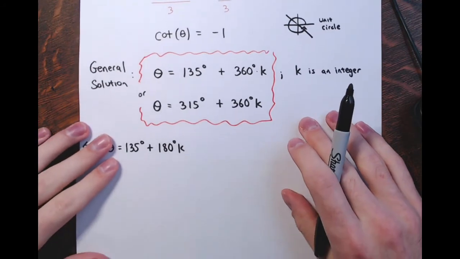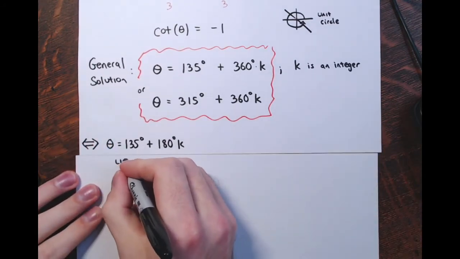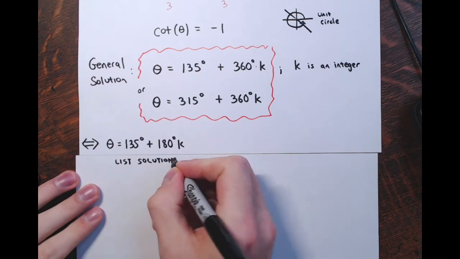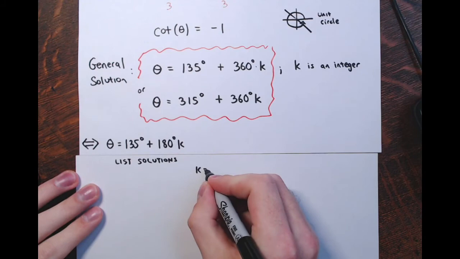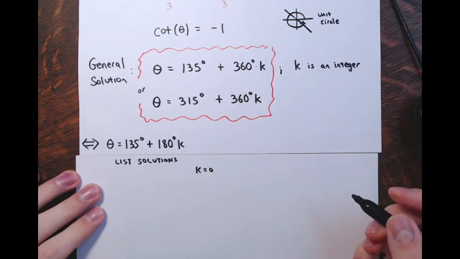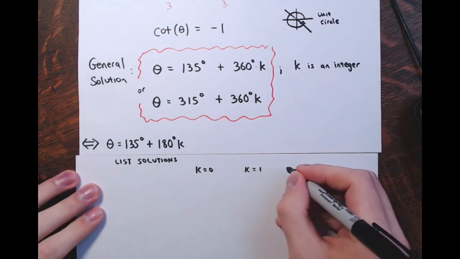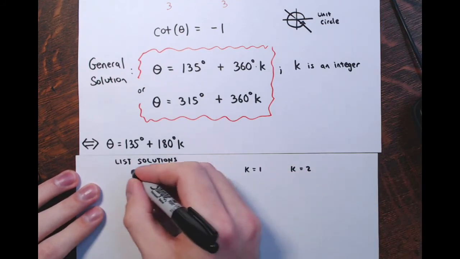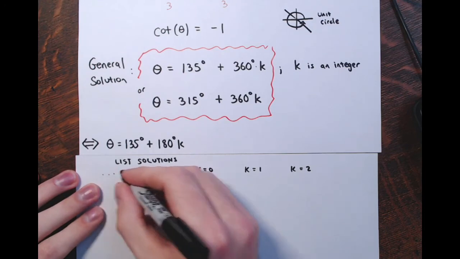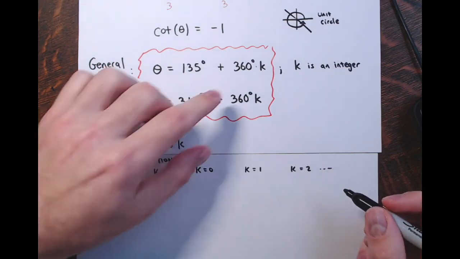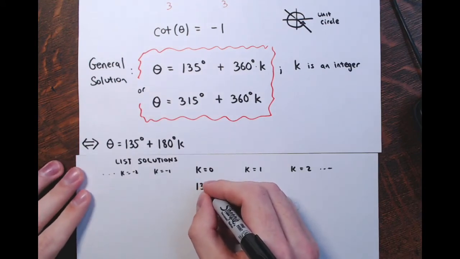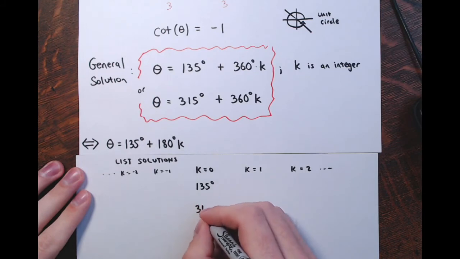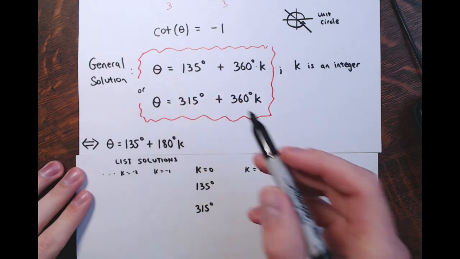So you can stop now, but I like to list a bunch of solutions just to get a feel for them. So I'm going to list solutions. So just put in different integers for k here. So when k equals 0, when k equals 1, when k equals 2, when k equals -1, when k equals -2, and so on. You could keep going if you wanted. Now when k equals 0, you got 135 degrees and 315 degrees, from these two.